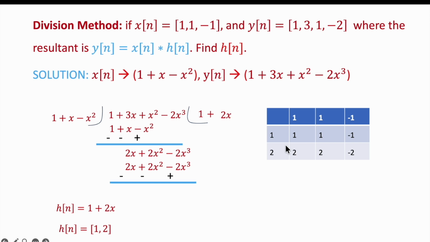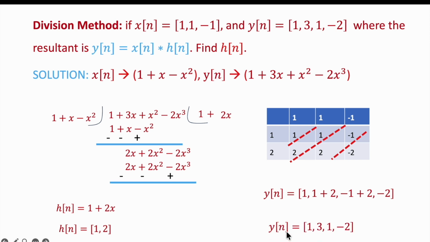So you can verify using the previous method as well. You draw the table here: 1, 1 and then minus 1, and you draw the samples of h of n, 1 and then 2, and then you multiply step by step, 1 with this row, and 2 with that row, and then by drawing the diagonal lines you can see the resultant signal. The resultant signal is 1, 3, 1 and then minus 2, the same resultant signal. So it means that you have calculated h of n, that is 1, 2, using the division method.